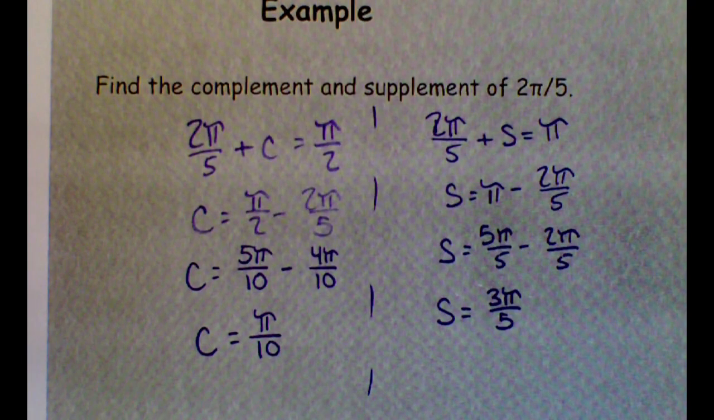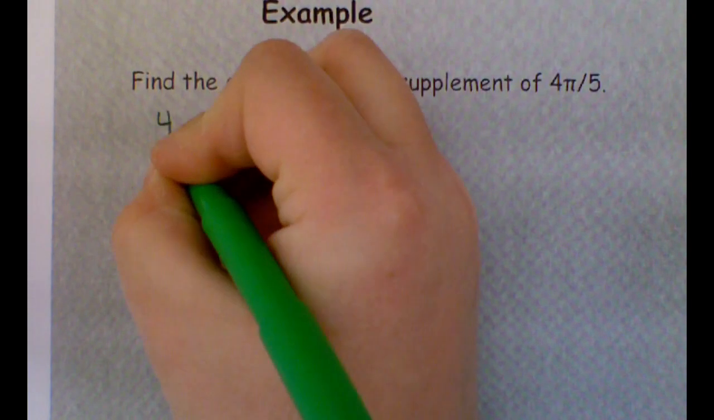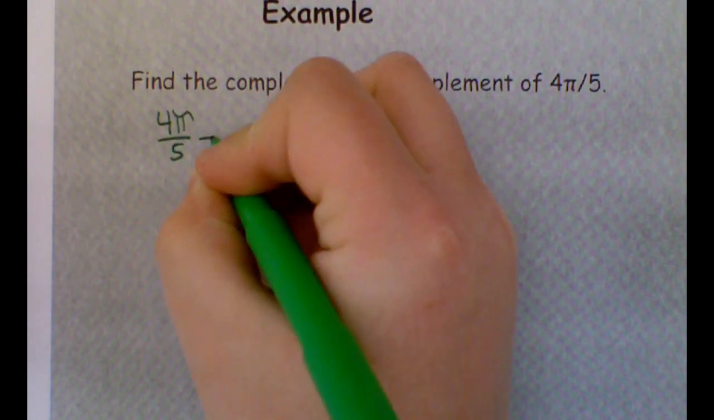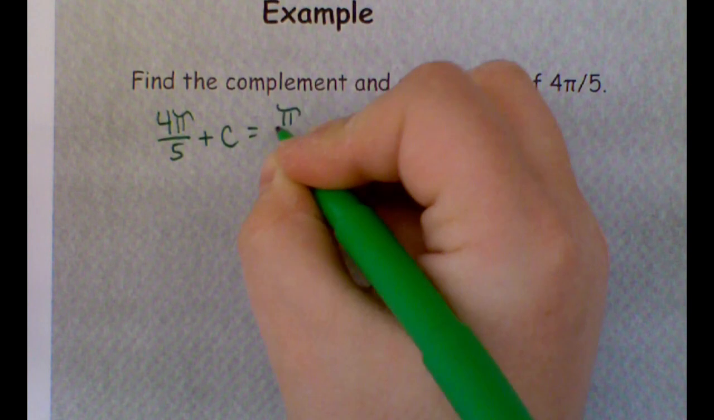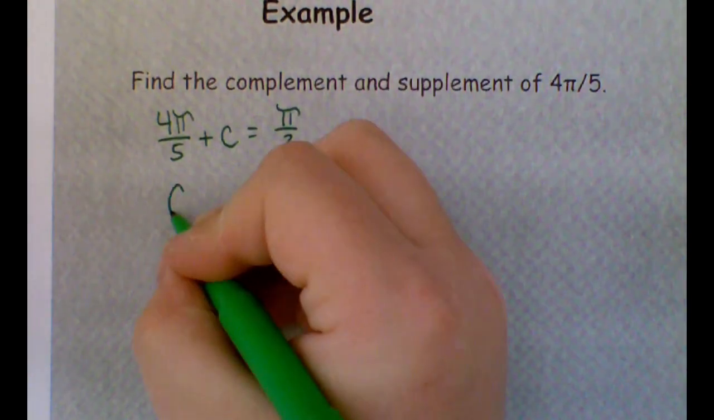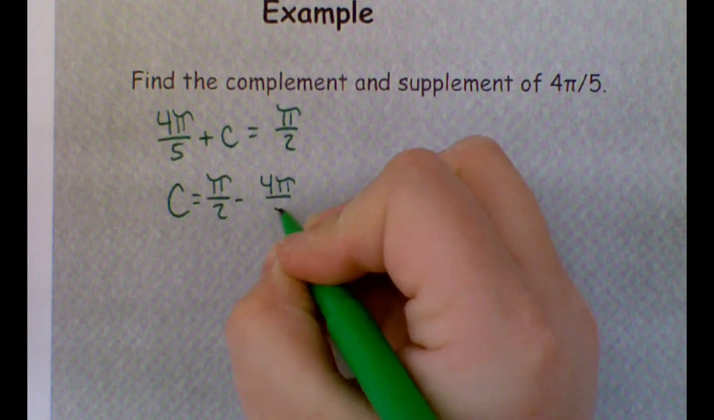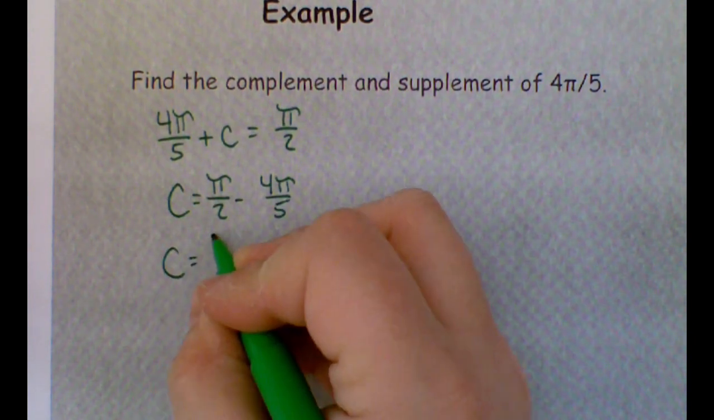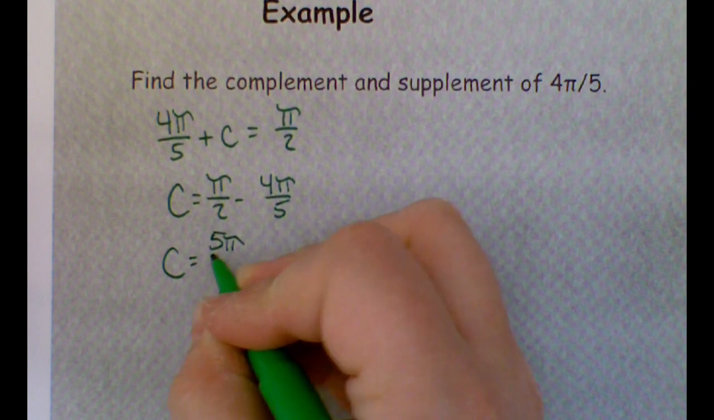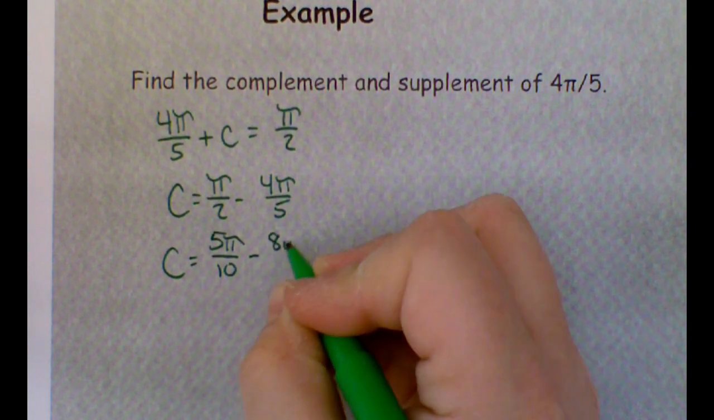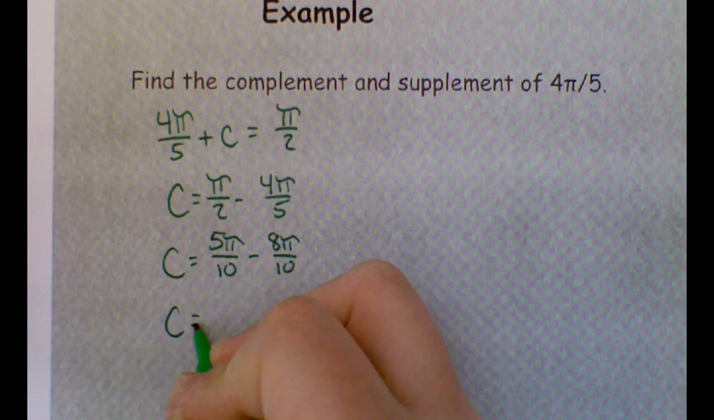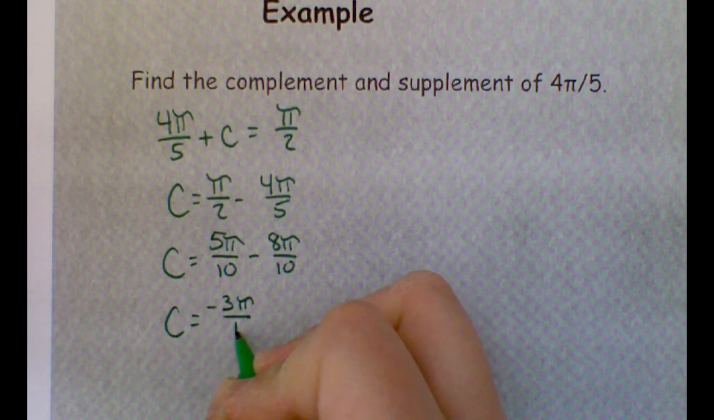Not every angle will have a complement and a supplement, though. If they're too big, they won't have both. So let's find the complement and supplement of 4 pi over 5. So 4 pi over 5 plus c makes pi over 2. We'll have c equals pi over 2 minus 4 pi over 5. So I'll get a common denominator. I have 5 pi over 10 minus 8 pi over 10. Our complement is negative 3 pi over 10.